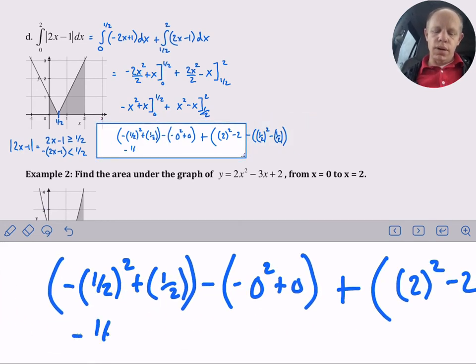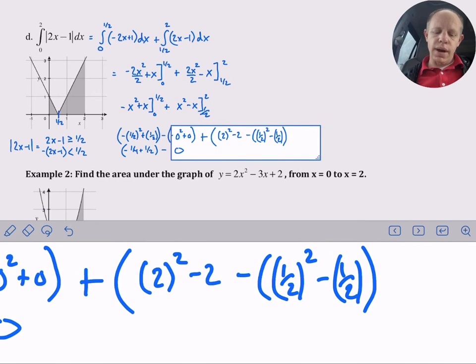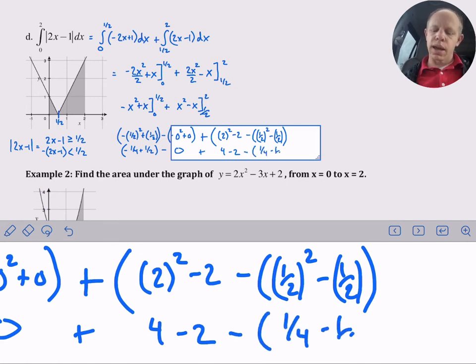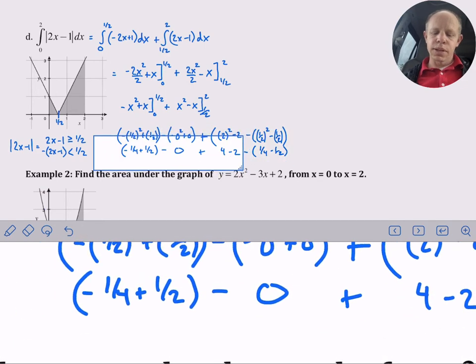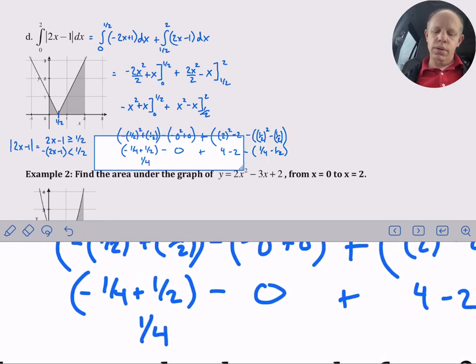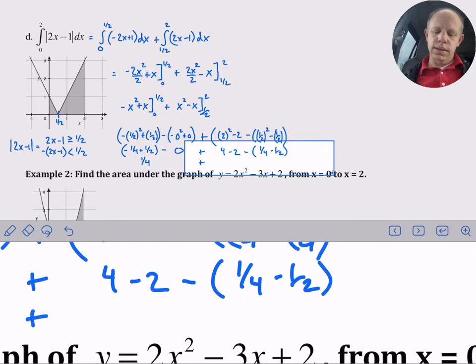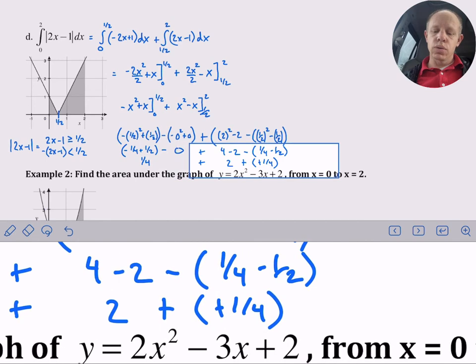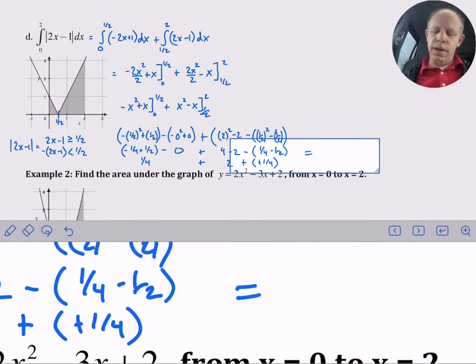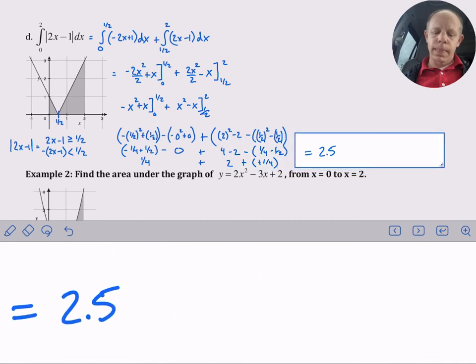Here we're going to get negative 1/4 plus 1/2, and then this is 0. On the right-hand side, we're going to have 4 minus 2, and then minus, we'll have 1/4 minus 1/2. We'll clean up some of these fractions here. This turns into 1/4. We still have the plus. This is 2, and then minus, this actually is negative 1/4, which will become positive 1/4. So we have 1/4 plus 2 plus 1/4, and we get a grand total there of 2.5, or 5/2 in total.